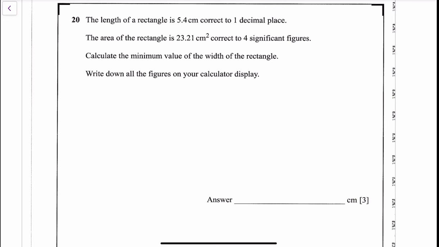Okay, next one says the length of a rectangle is 5.4 centimeters, correct to 1 decimal place. The area of the rectangle is 23.21 centimeters squared, correct to 4 significant figures. Calculate the minimum value of the width.